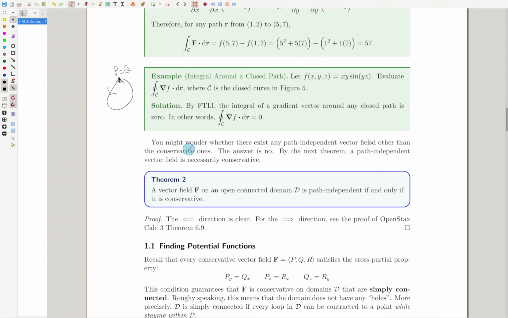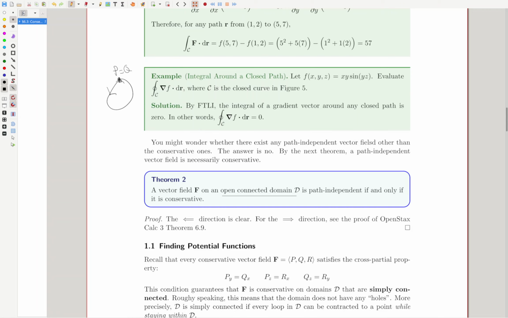so you might now wonder whether there are any path-independent vector fields besides the conservative ones, because this path independence property was rather nice. And it turns out the answer is no. Okay, in fact, what this means is that, specifically, we have this condition that the vector field is on an open connected domain D. I believe you know what all those words mean.